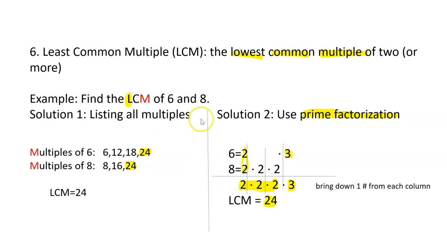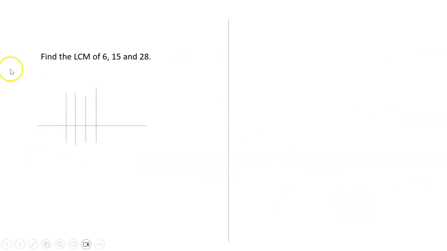So next, we're going to look at an example of 3 numbers. We try to find the least common multiple of 6, 15, and 28. And this time, because 28 is relatively big, I'm going to use the second method, prime factorization.